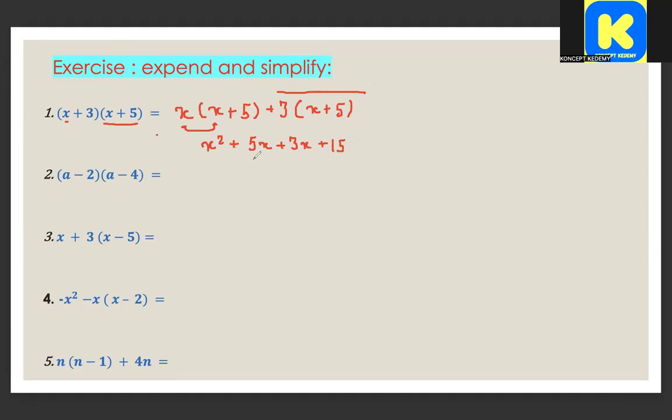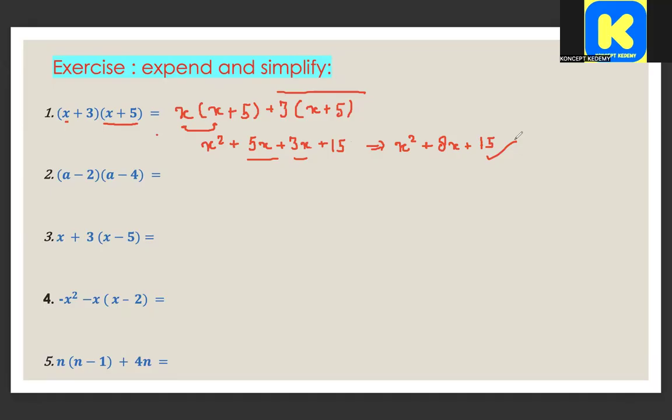Now, as you can see, we have two like terms here, 5x and 3x. So now we are going to calculate further with these. x square will come as it is, and we will add 5x plus 3x, so it will become 8x. And this will be 15, the final term. So x square plus 8x plus 15 is the product.